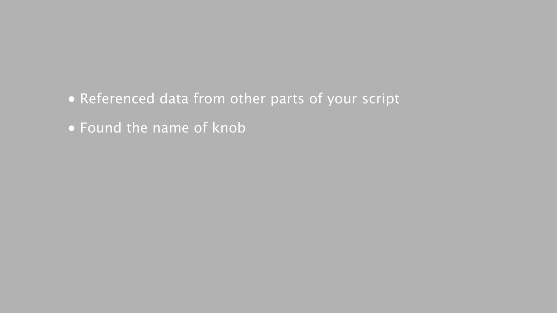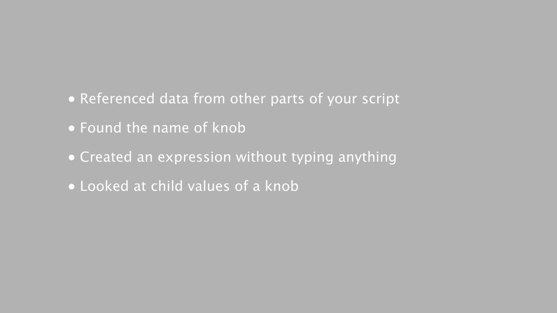In this video, we covered how to reference the data from one knob and link it to another, whether that knob was in the same node or in a different node entirely. We also looked at how to find the name of a knob if it isn't obvious, and how to create a link without having to type anything at all. We saw how we can reference more granular properties of a knob with its child values, and we applied some basic maths to the data that we were referencing so that we could modify it.